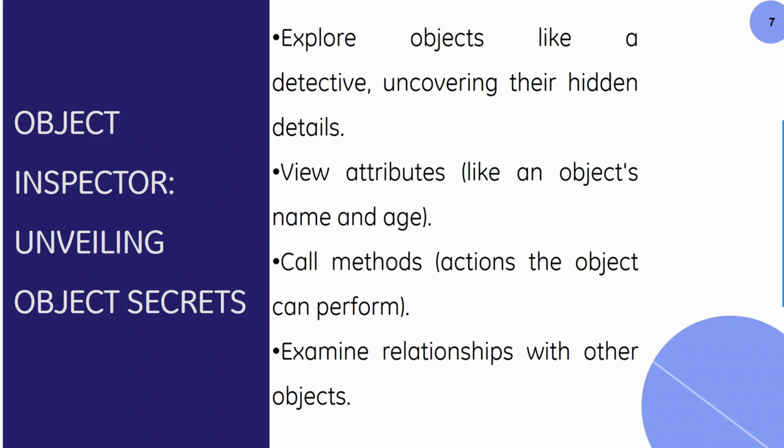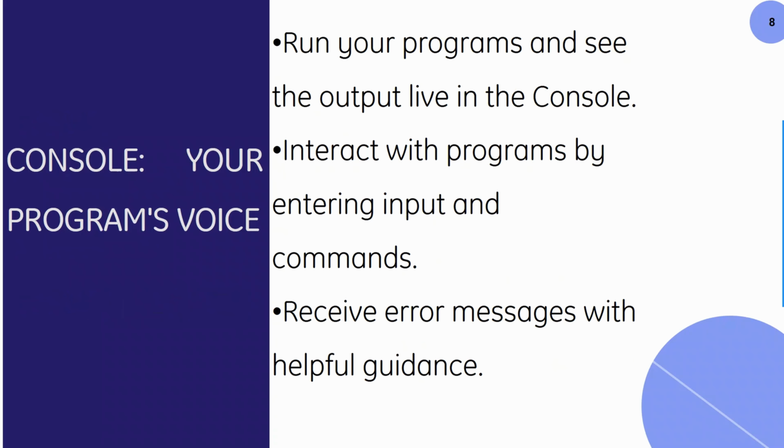Then we have the object inspector, unveiling the object secrets. Here we get to explore the objects like a detective, uncovering their hidden details, and view attributes like an object's name or an age can be displayed. And we have call methods, which are actions the object can perform, and we can examine relationships with other objects.